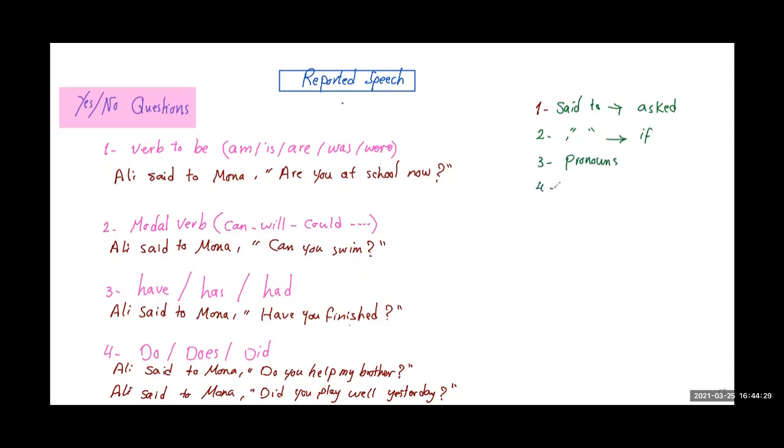Number four, I start with the subject of the question. So the word order in indirect speech will be the same as a statement. You start with the subject first, then the verb and so on. Number five, you have to remove the question mark. These are the steps that we can use in order to change from direct into indirect.